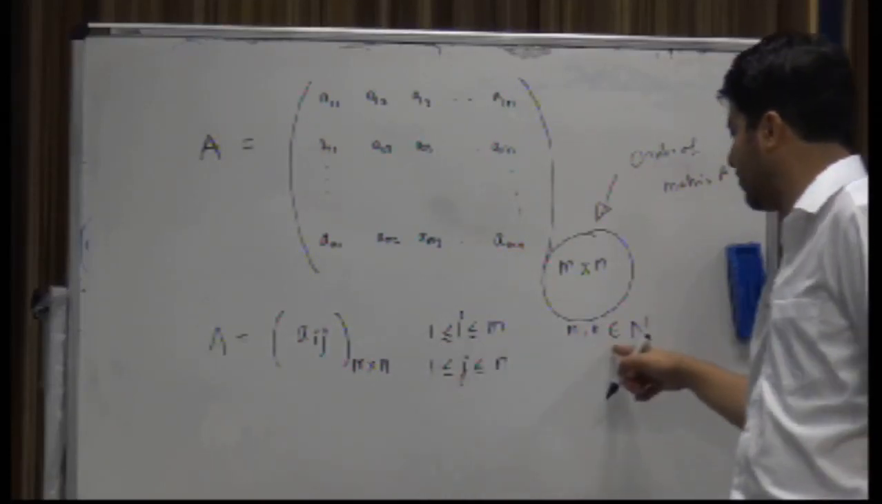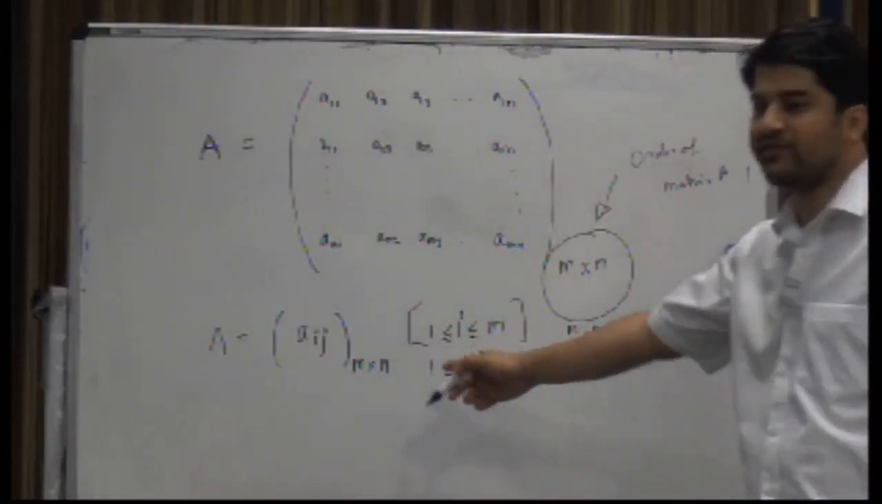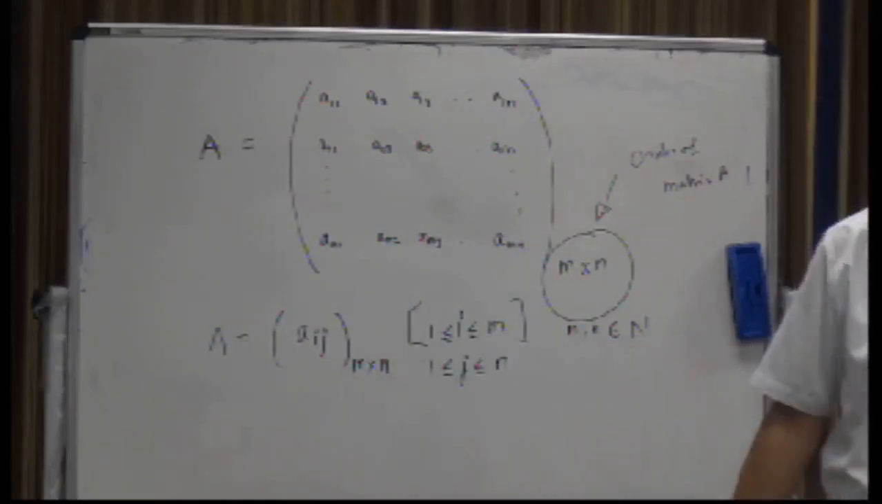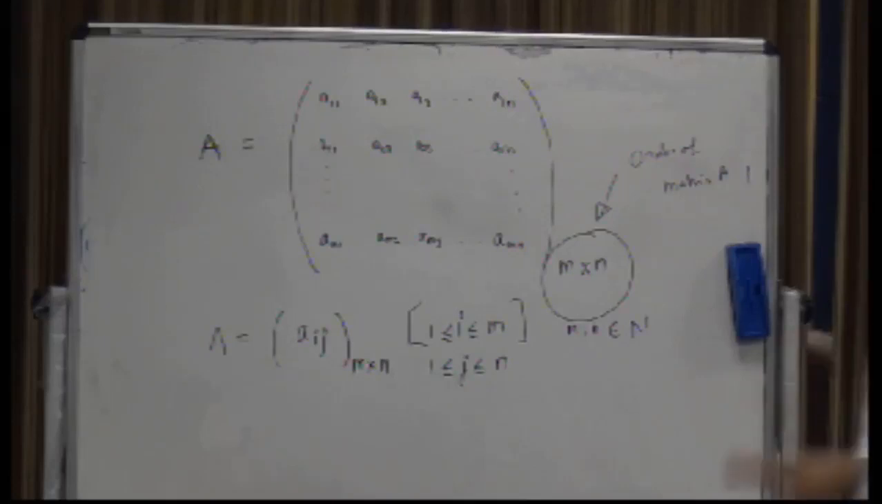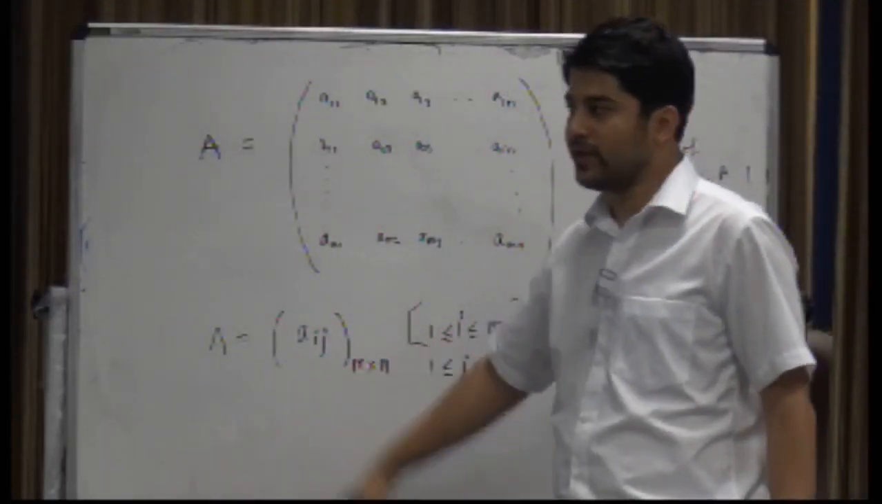If I don't write that m and n are natural numbers, what does this signify? It signifies all the numbers between 1 and m. So we must mention that m and n belong to natural numbers. This is the story of matrices. This is how we define them, and we usually define them in terms of Aij as well.